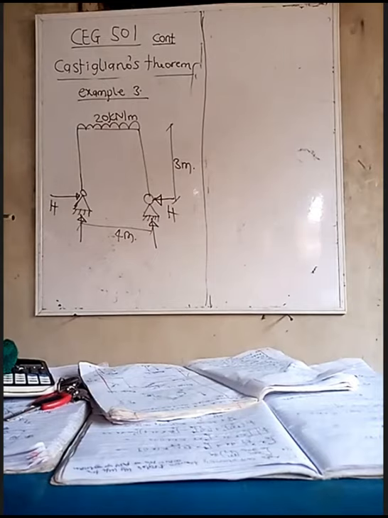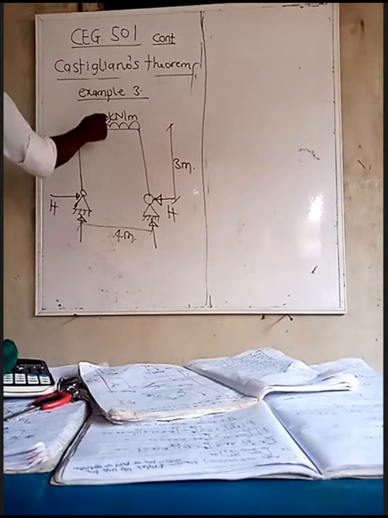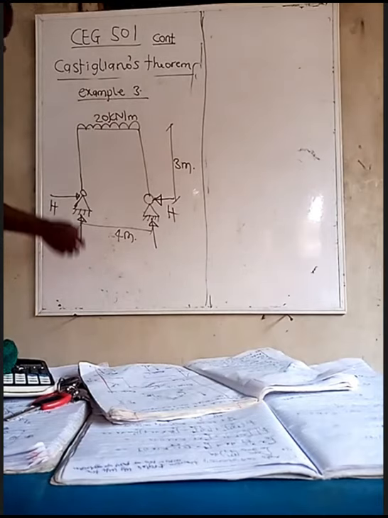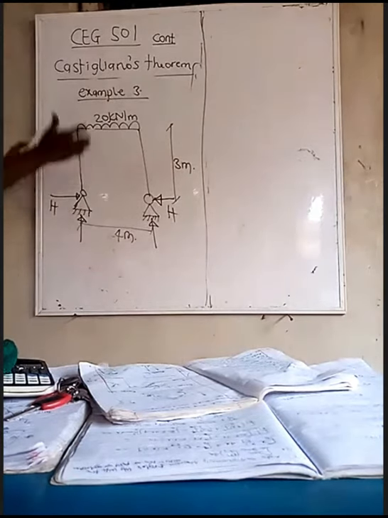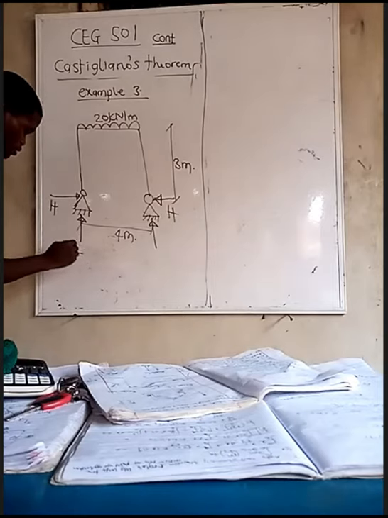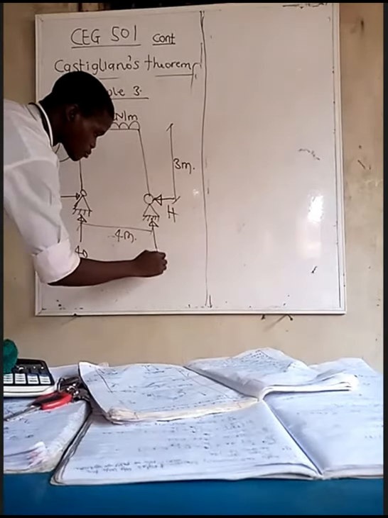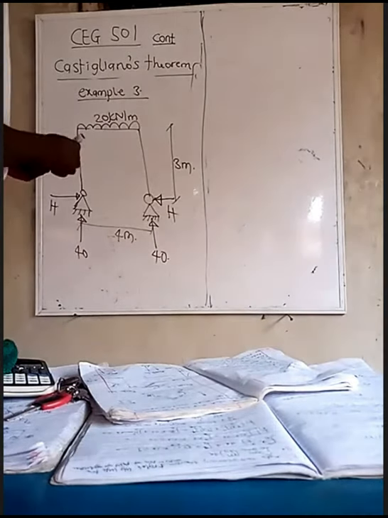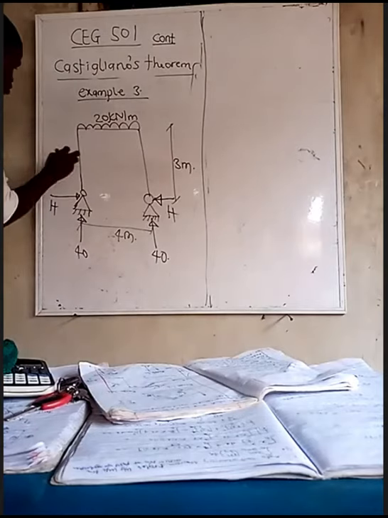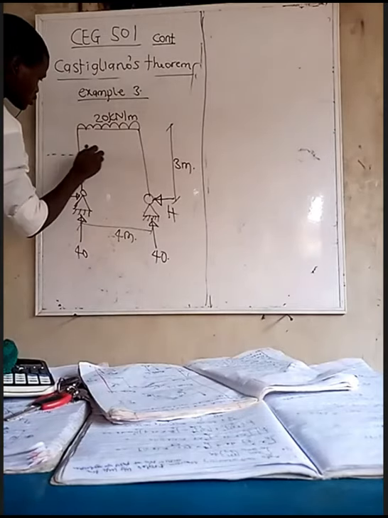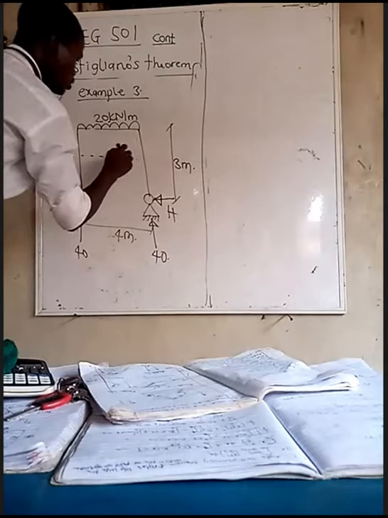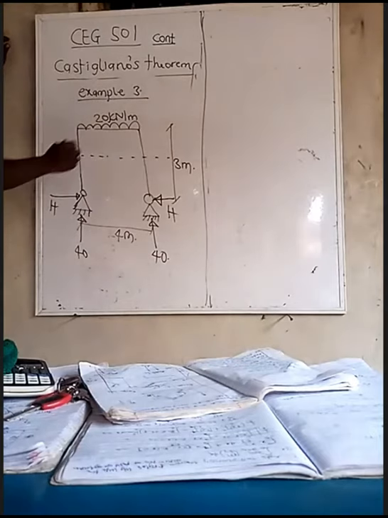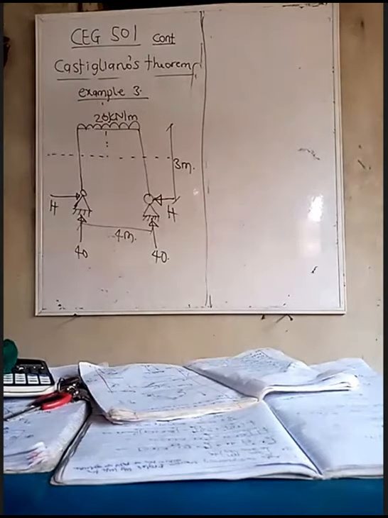But we can calculate it: 20 kilonewton per meter, 20 times 4, 80. 80 divided by 2, they will share it equally because it's a symmetrical beam. So 40, 40. Now let's consider sections. Take a section across this place, and a section across this place.